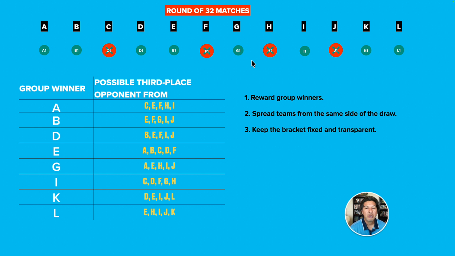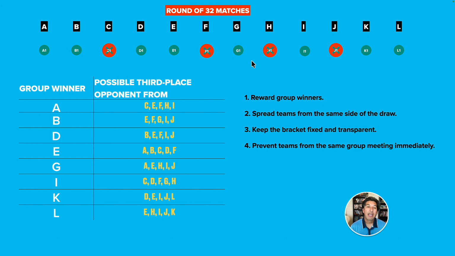The third objective that FIFA has is to keep the bracket fixed and transparent. By doing this ahead of time, there can be no suspicions of, oh, this team got this third place team because it was going to be easier for them to move on. Doing this ahead of time takes any suspicion of rigging out of the tournament.